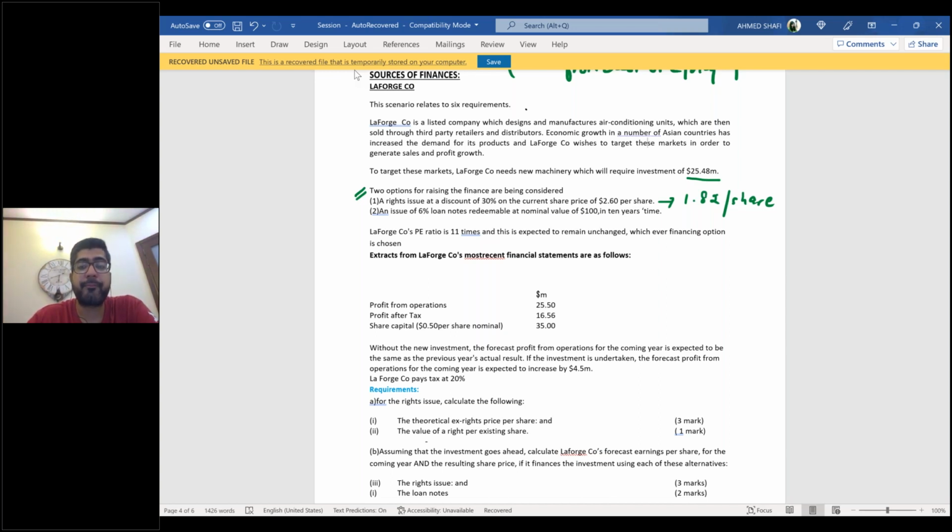You can also check that if the company is planning to raise 25.48 million, and the rights issue is at a 30% discount to the current share price of 2.6, so it's at 1.82 per share, the company is planning to raise 25.48 million and is issuing shares in the rights issue at 1.82 per share. So 14 million shares will be issued.